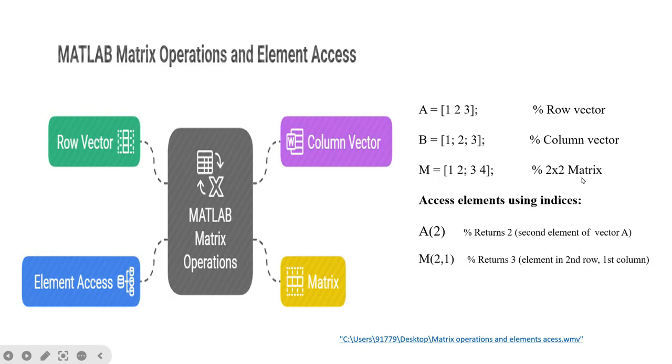Now here I have a 2 cross 2 matrix, M. I want to know the element in the second row and first column. This is the second row and first column element, that is 3. Therefore, it will return 3 when you write this command.